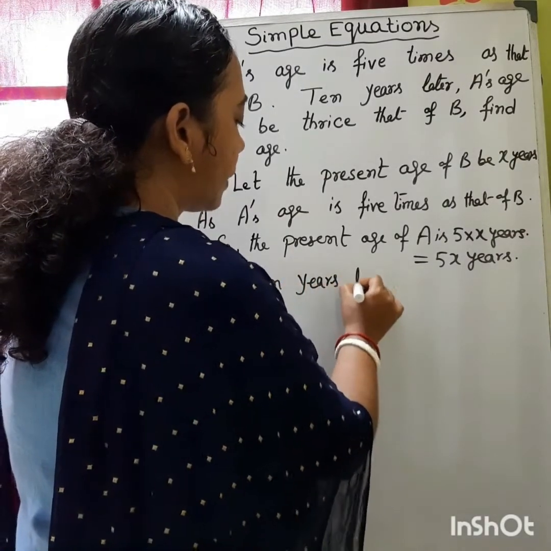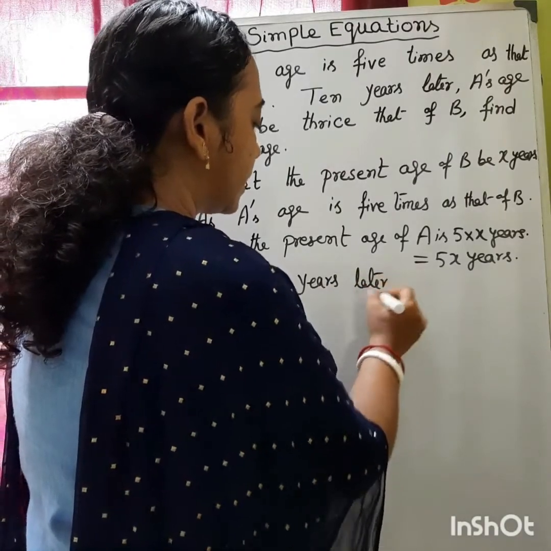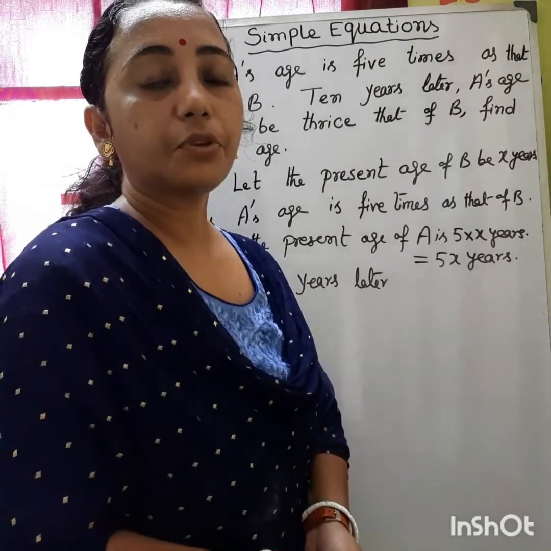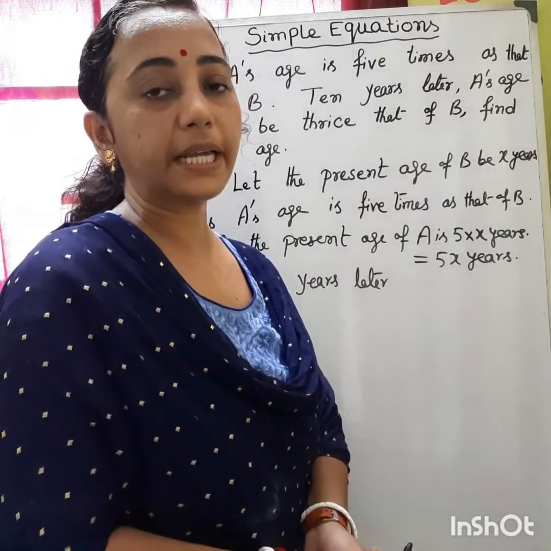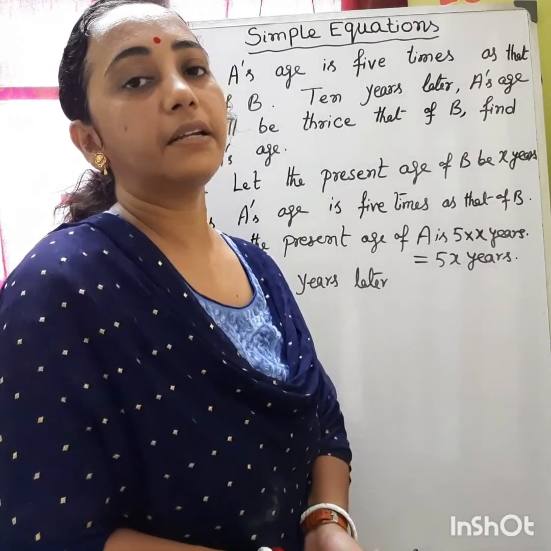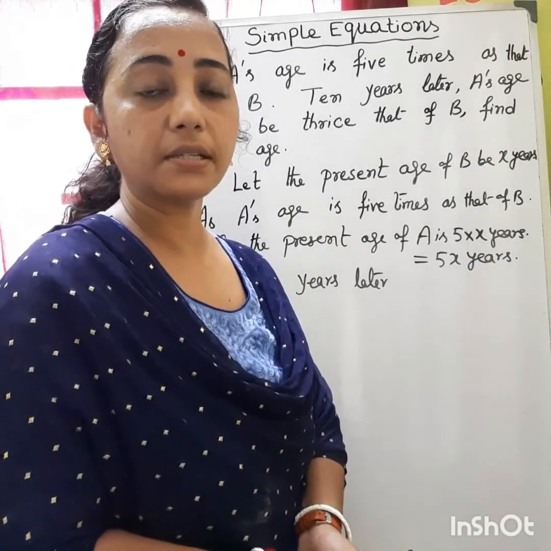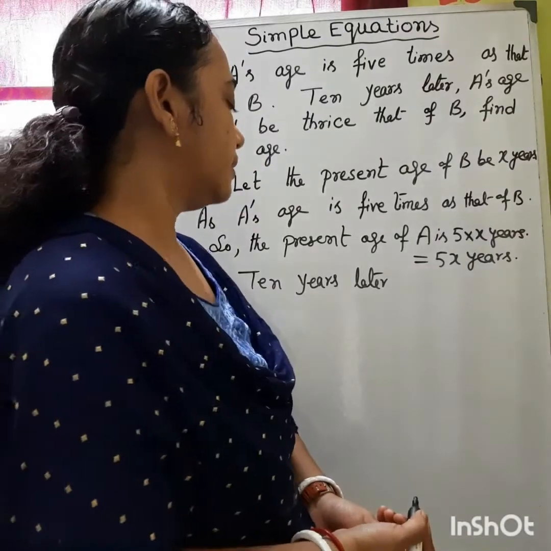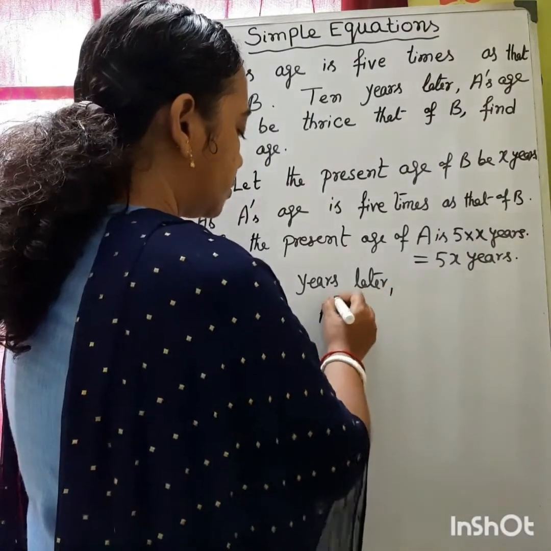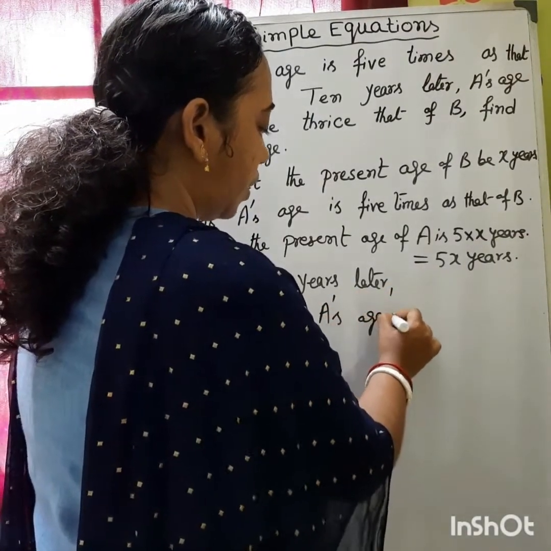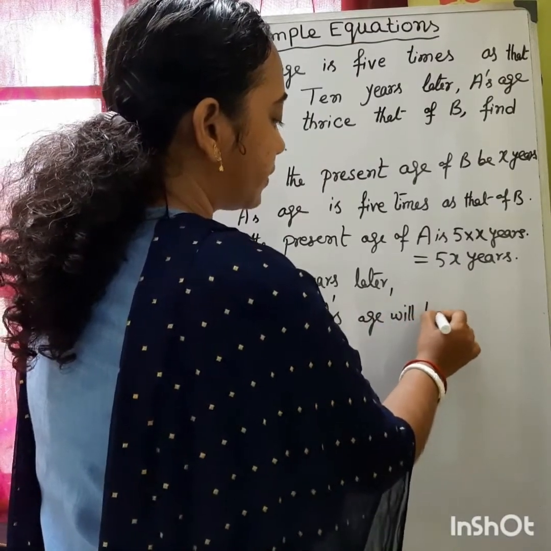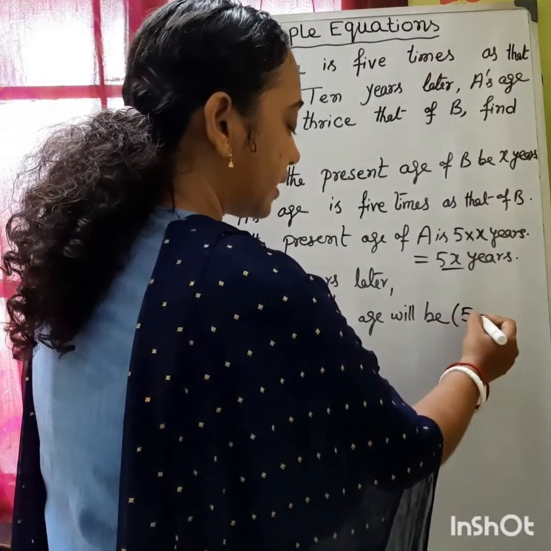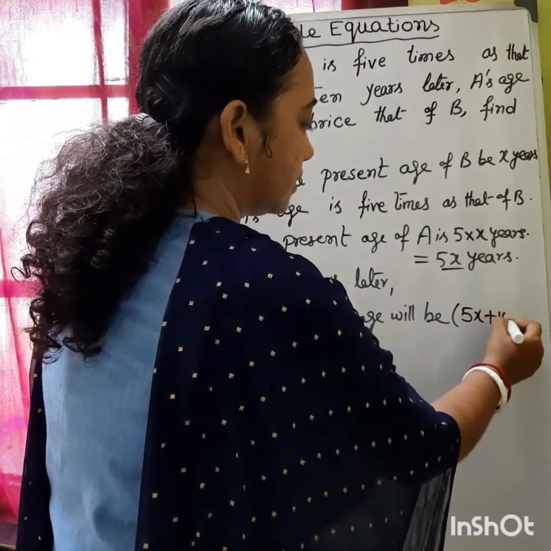After 10 years, what happened? Whatever the present age, after 10 years it will be more. Suppose the present age is 30 years, then after 10 years it will become 40 years, that is 30 plus 10. Similarly, in this case, 10 years later, A's age will be how much? Whatever the present age, 5x years, that will be increased by 10. So 5x plus 10 years.